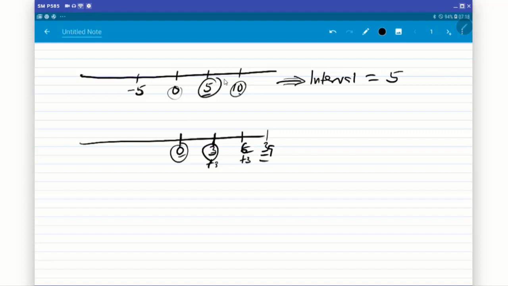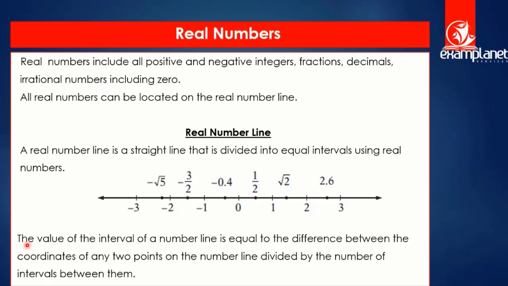Okay, now how can you easily find the interval of a number line? The value of the interval of a number line is equal to the difference between the coordinates of any 2 points on the number line divided by the number of intervals between them. Do you get that? So if you want to find the interval of a number line, all you need to do is look for any 2 coordinates, get the positive difference between them, and then divide the result by the number of intervals between them.